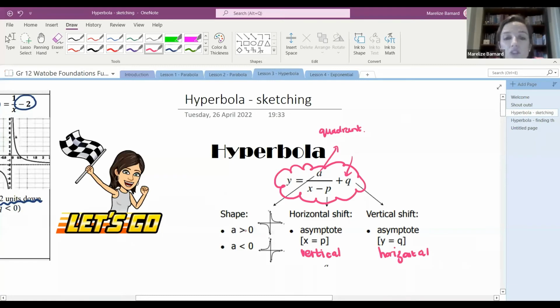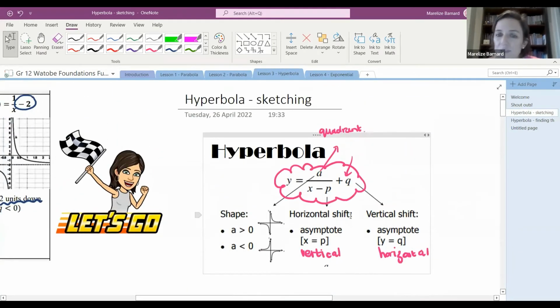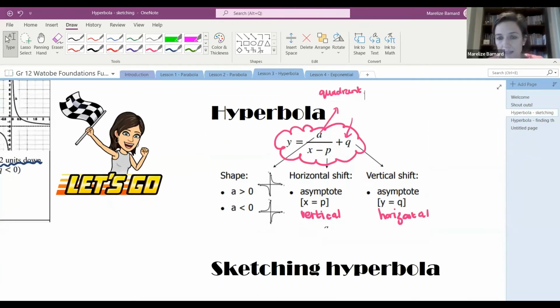Okay, so we've got a shape. A is positive and A is negative with the quadrants. I've explained that just now. And then your two asymptotes, your vertical asymptote and your horizontal asymptote. Okay, now remember, your asymptotes are there because at those points, the graph does not exist, okay? It cannot take on that x value or that y value that are the asymptotes, because at that point, the graph is undefined. That's what an asymptote basically tells you.